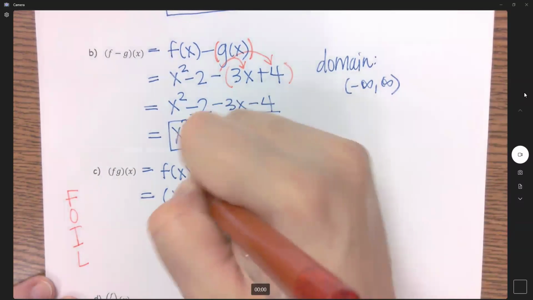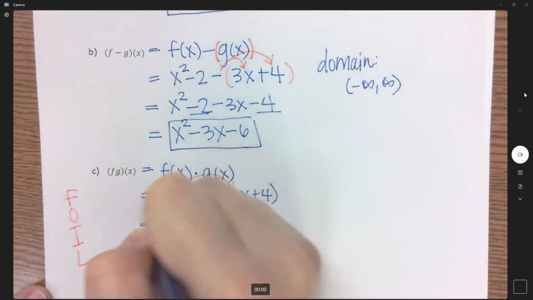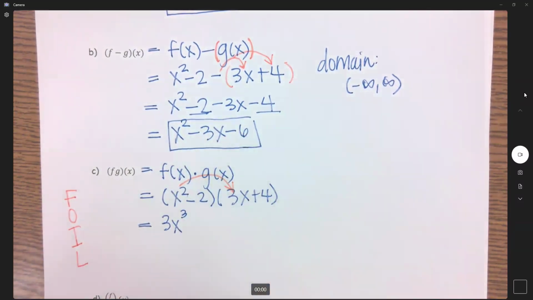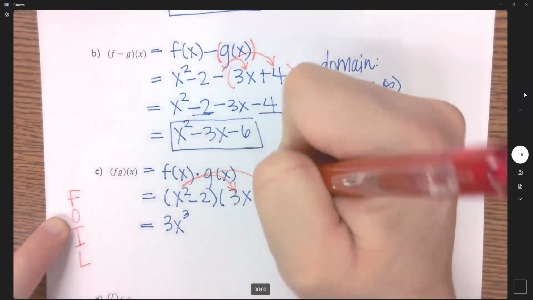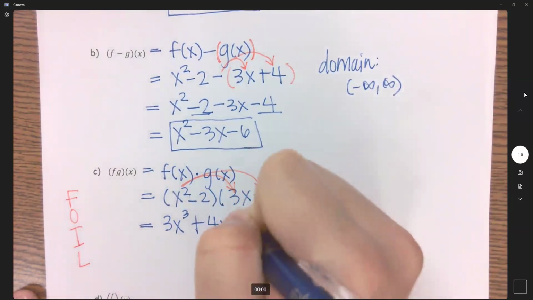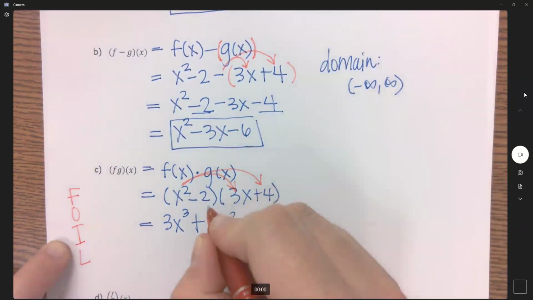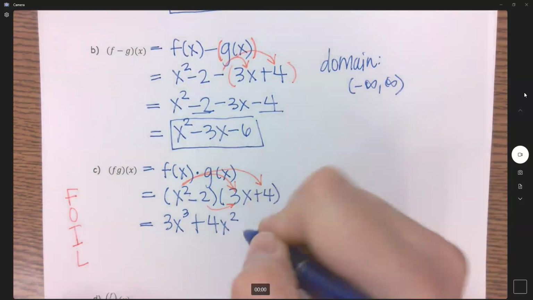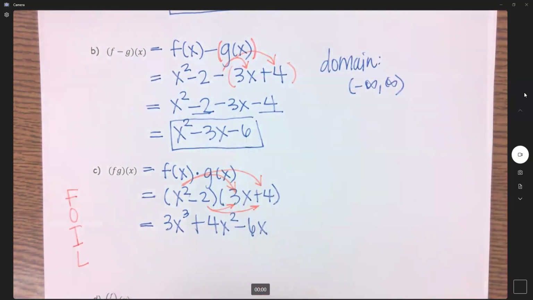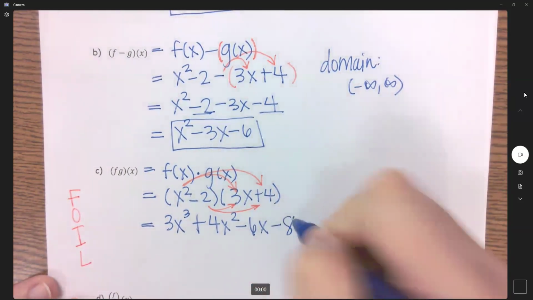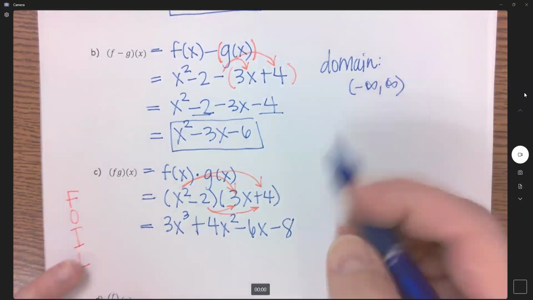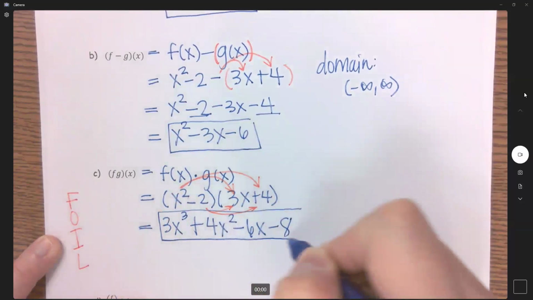So my first term is right here. X squared times 3x is 3x cubed. My outer, sorry, x squared times 4 will give me 4x squared. My inner terms, negative 2 times 3x is negative 6x. And then my last, negative 2 times 4 gives me negative 8. And you have no like terms. You have an x cubed, x squared, x, constant. This is my final answer.